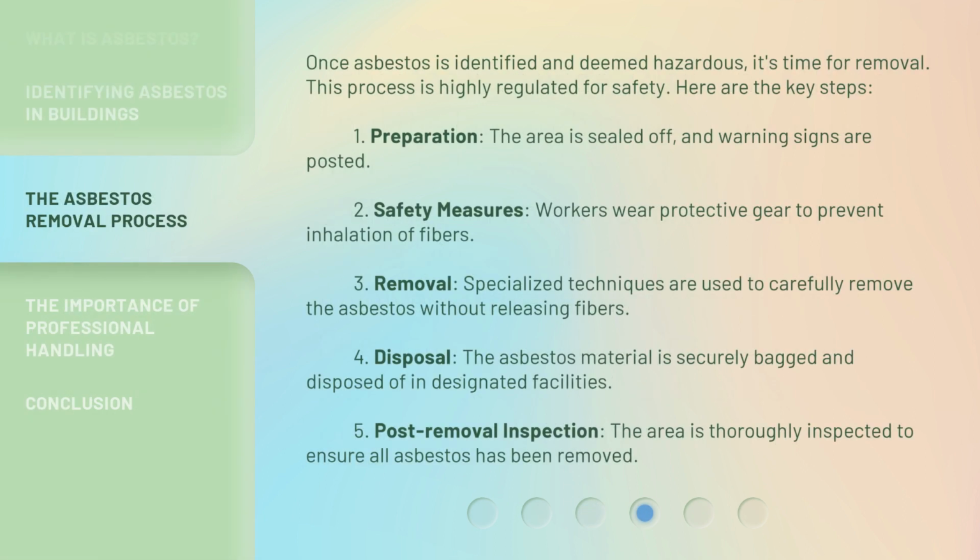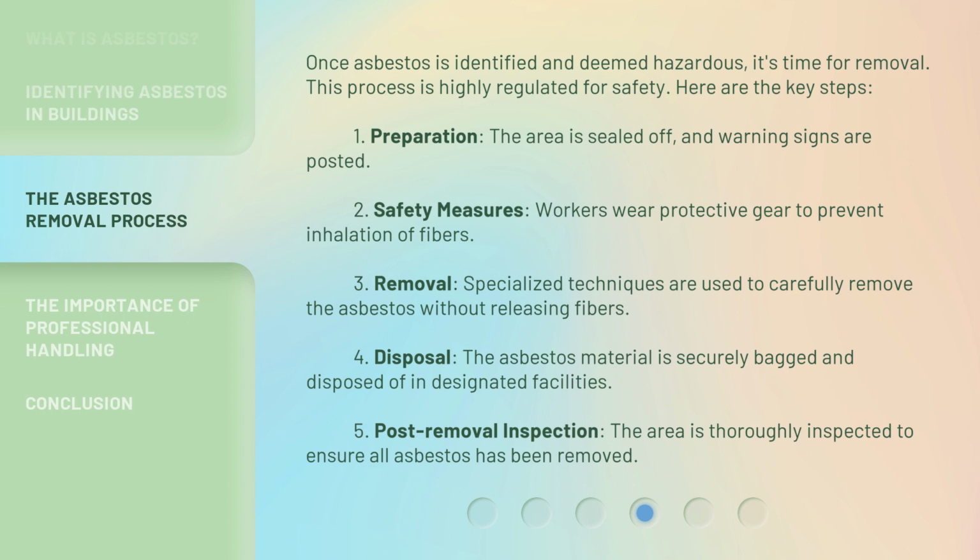Once asbestos is identified and deemed hazardous, it's time for removal. This process is highly regulated for safety. Here are the key steps. 1. Preparation. The area is sealed off, and warning signs are posted. 2. Safety measures. Workers wear protective gear to prevent inhalation of fibers.